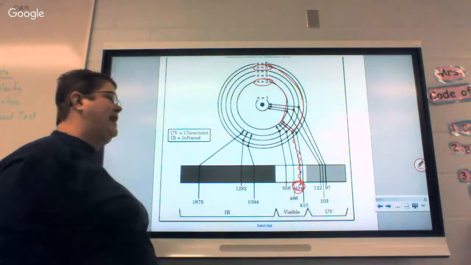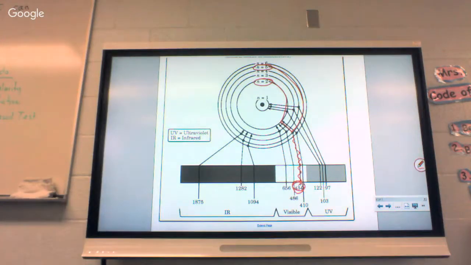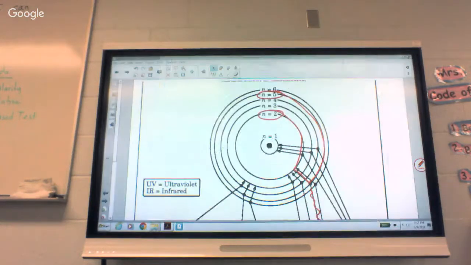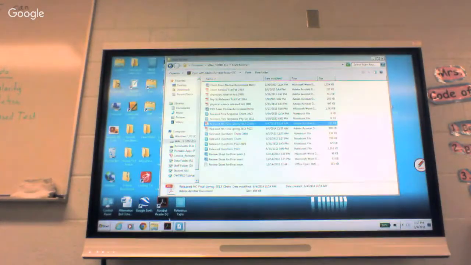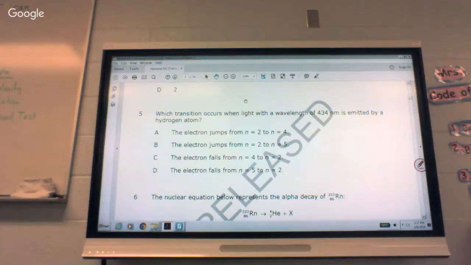Okay, now for it to emit light, like the question says. Okay, it says it emits light. So does it go down from 5 to 2, or does it go up from 2 to 5? Because if you look at the question, it has both. It has to go down. So it has to be D. Okay, it has to go down.